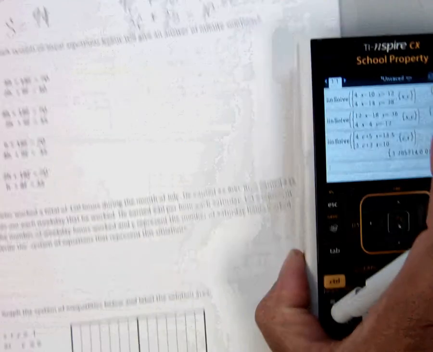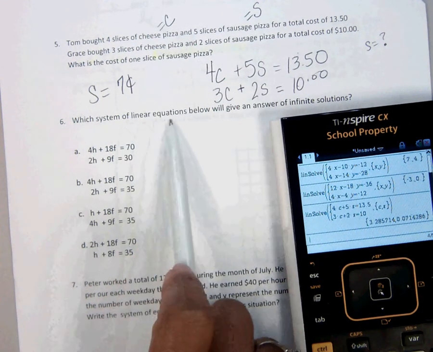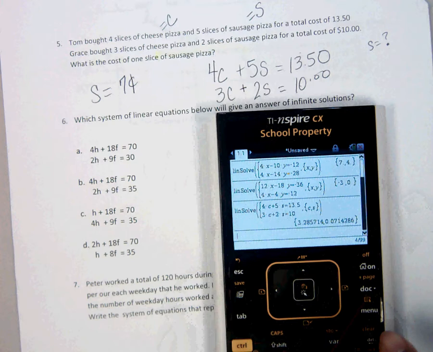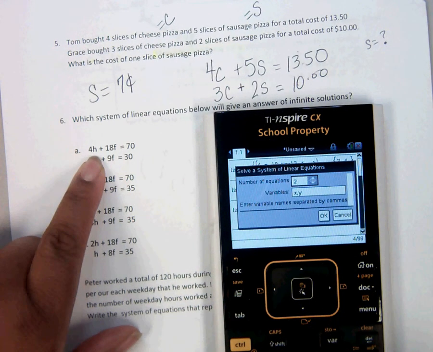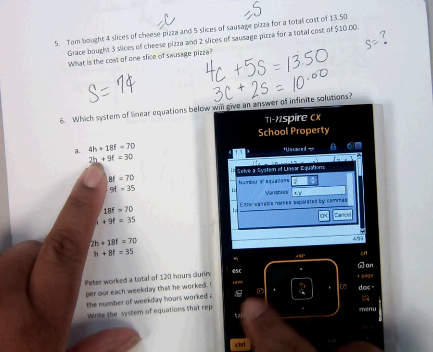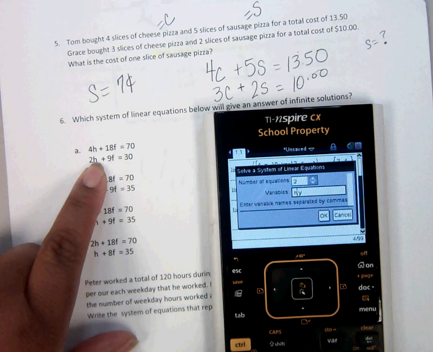Okay. Number 6. Which system of linear equations below will give an answer of infinite solutions? Menu 3-2. Menu 3-2. Okay, so 4. Wait, enter. Well, let's change these letters first. It needs to be H. And then it needs to be F.